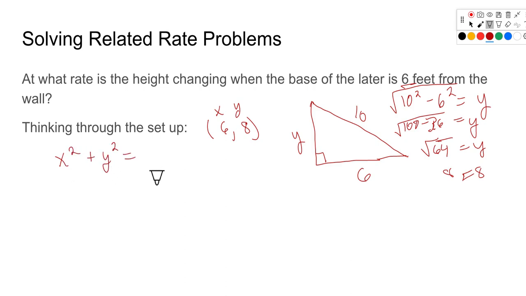Equals 10 squared or just 100. Good. So that's going to be our geometric equation. So that tells us wherever, once we know either x or y, we could find the other one. But that's the algebra of this triangle, of this moving triangle.